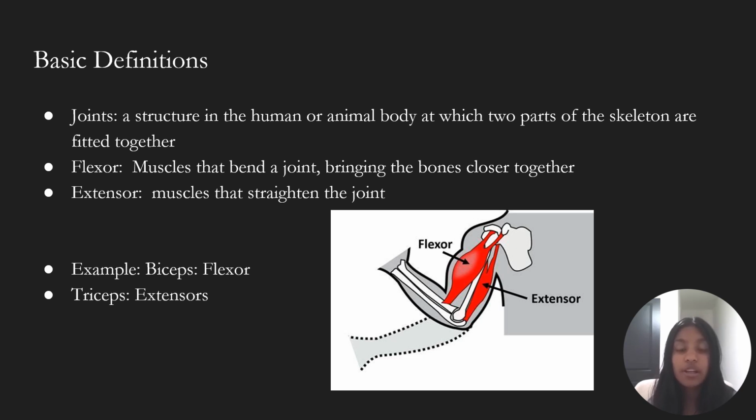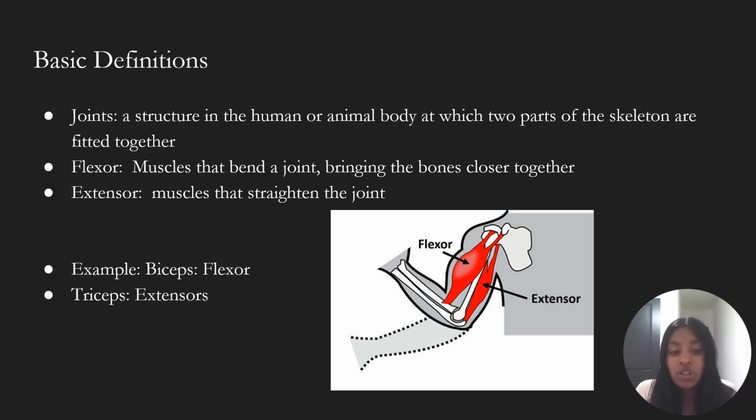Our first word is joint. Any movement in the human body comes from joints, at which two parts of the skeleton are fitted together. Our next word is flexor. Flexors are the muscles that bend at a joint, bringing the bones closer together.